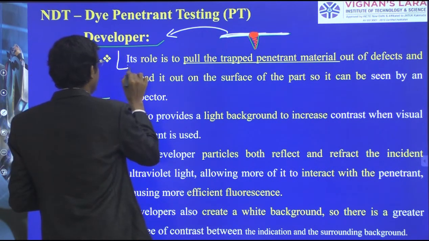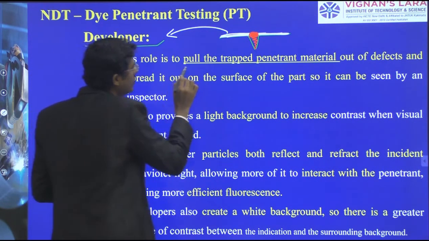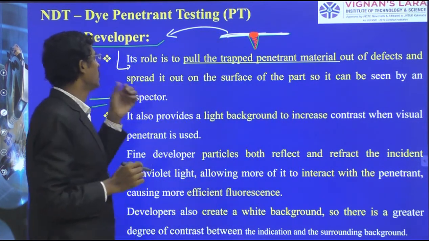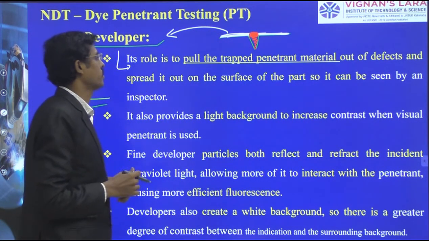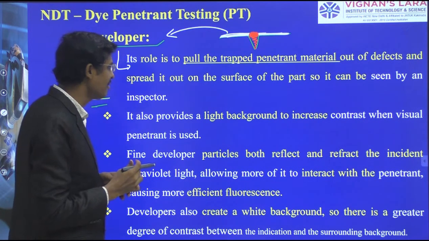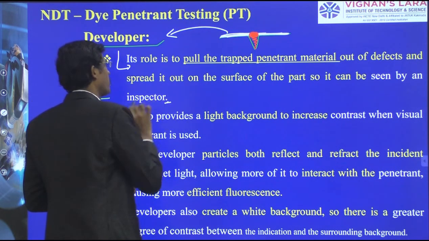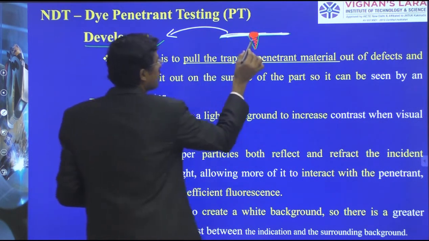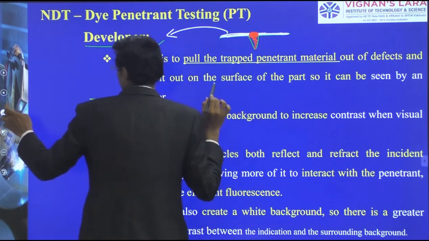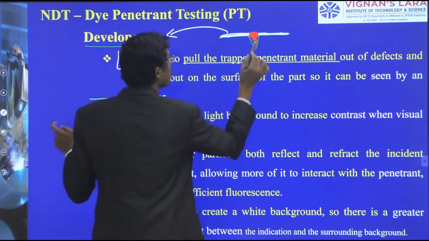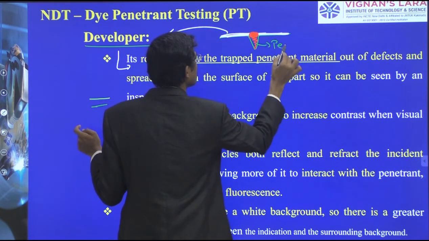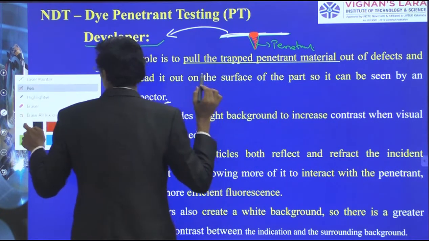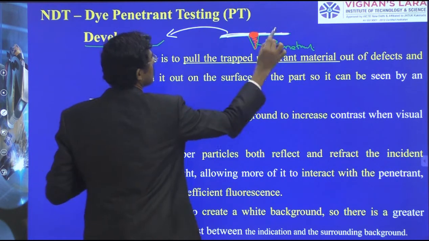The developer. Its role is to pull the trapped penetrant material out of the defects and spread it out on the surface of a part so it can be seen by an inspector. This is already trapped inside. I am talking about this one. This is called a penetrant. So this is nothing but a penetrant. This is penetrant and this is developer. So this is the developer I have given.